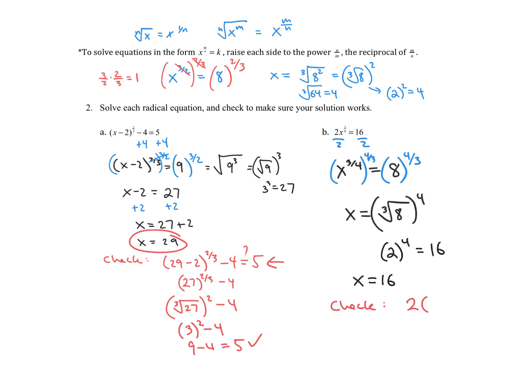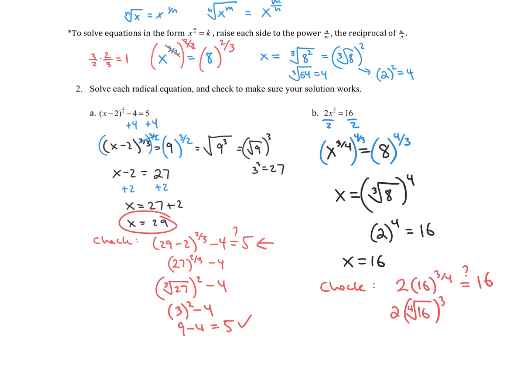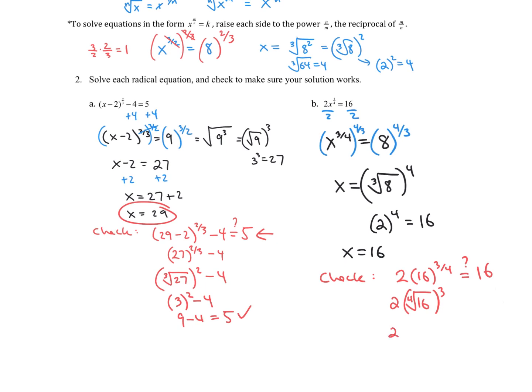2 times 16 to the 3/4. We're going to check and see if we do get 16. That would be 2 times the 4th root of 16 cubed, which is, well, the 4th root of 16 is 2, because 2 to the 4th is 16. 2 cubed is 8. 2 times 8 is 16. So it worked.